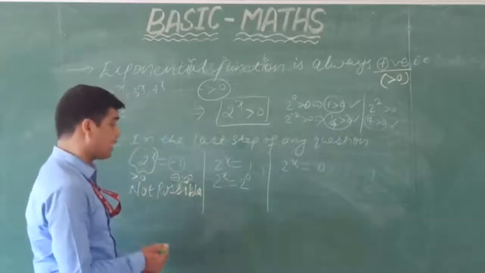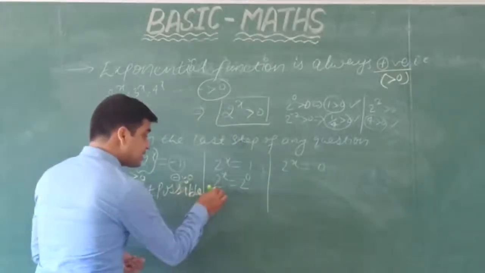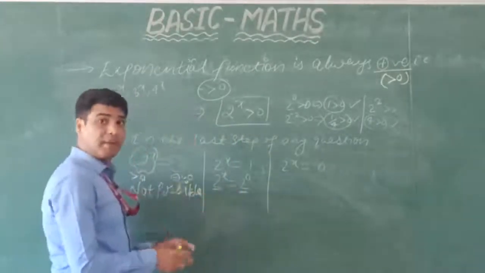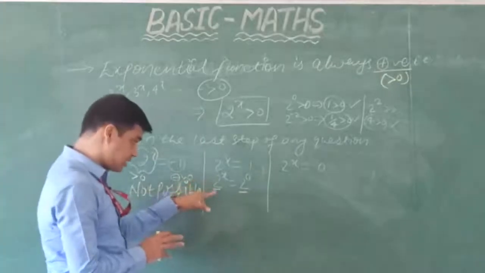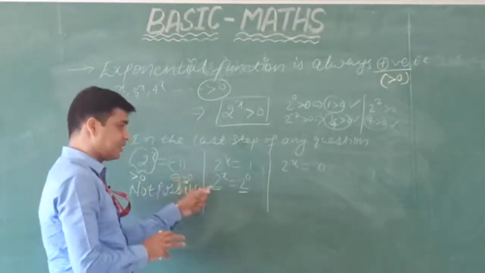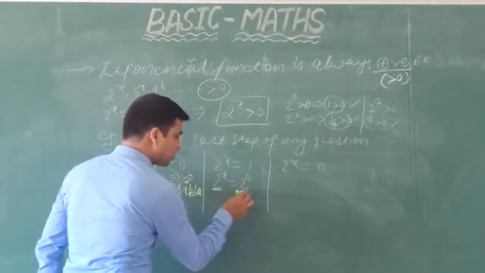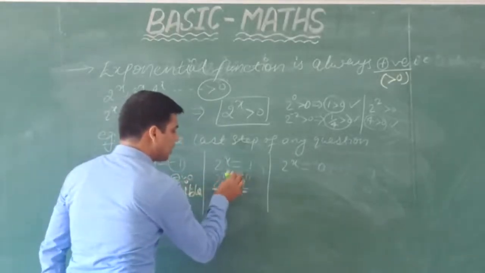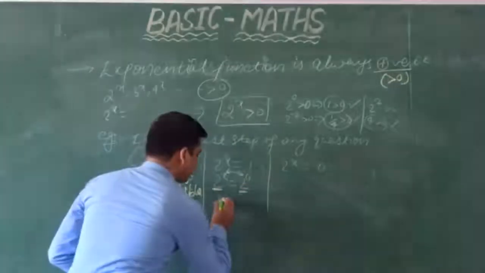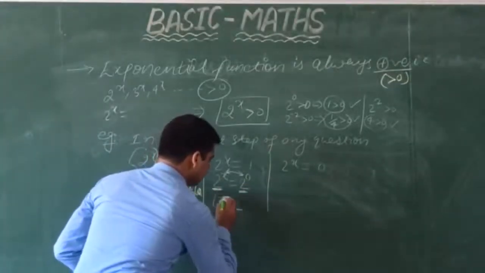Yes, we can write that, but the thing is that here the base is the same. We know that for comparing the powers, the base should always be the same. Here the base is already 2, it is given, so we need to take 2 raised to the power 0. Now the base is the same, so we can compare the powers. So what is the value of x? x will be 0.